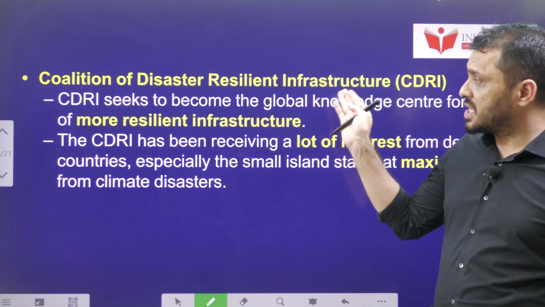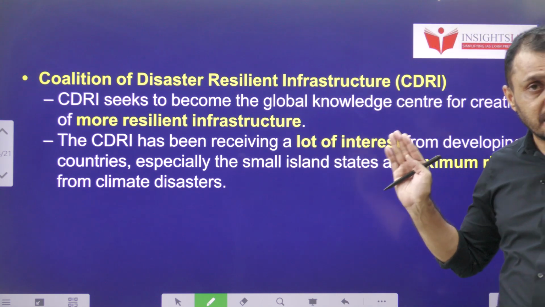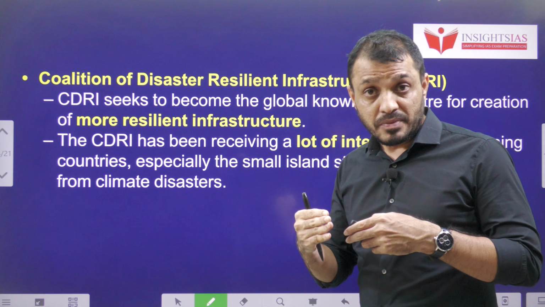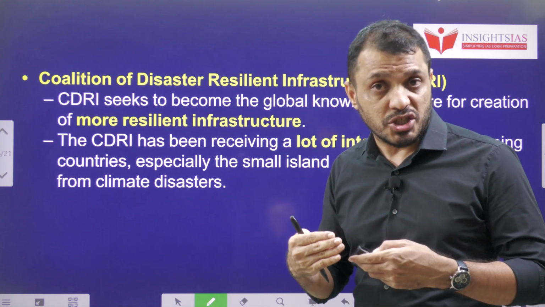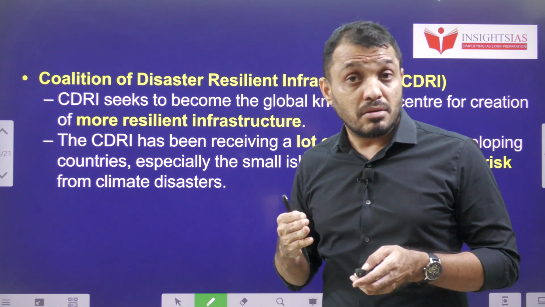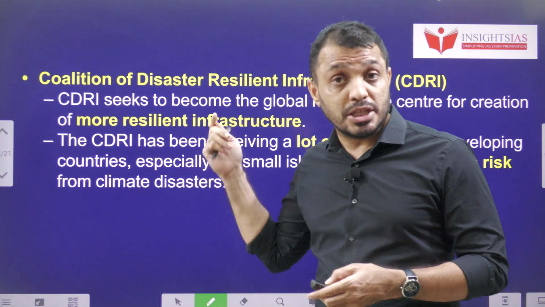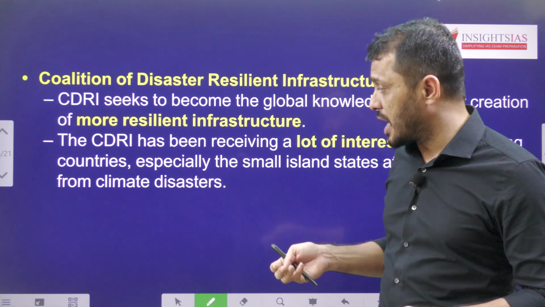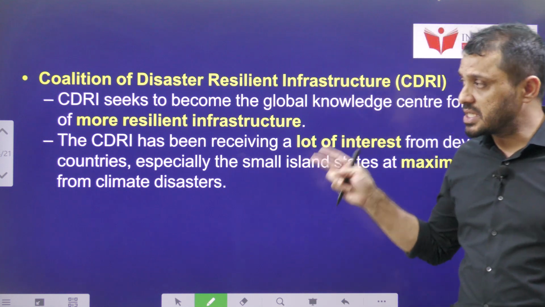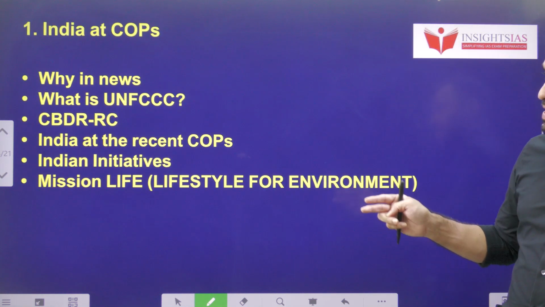Then the Coalition for Disaster Resilient Infrastructure. It is about encouraging countries to build infrastructure which is resilient towards disasters. If countries don't have the technology, the countries present in this group help each other. Of course, the secretariat of this CDRI is also present in India. This is the second initiative India took recently.